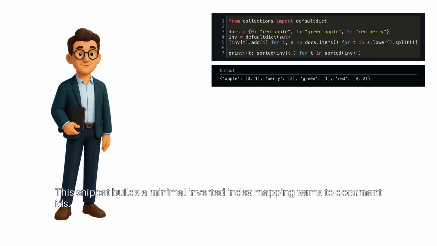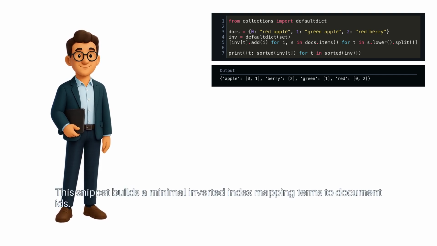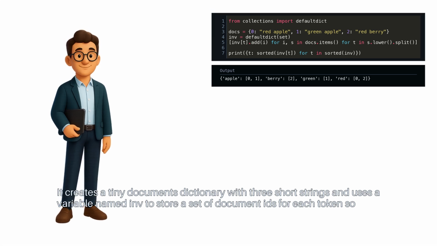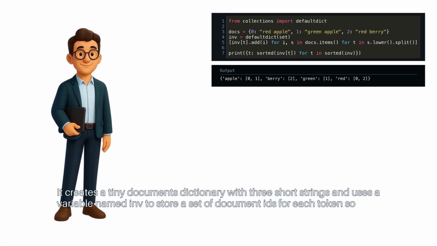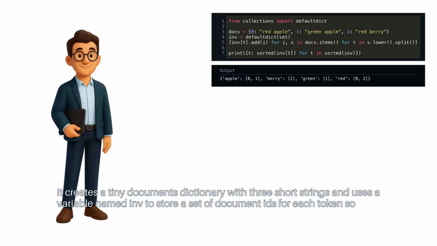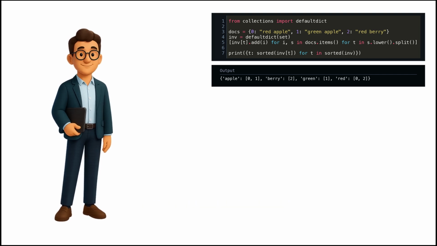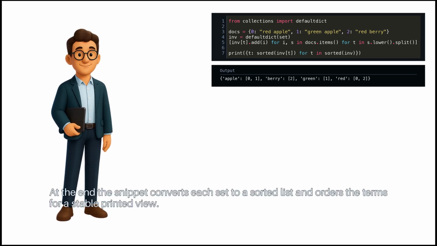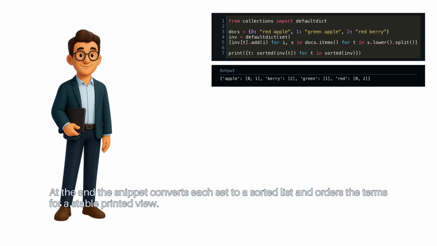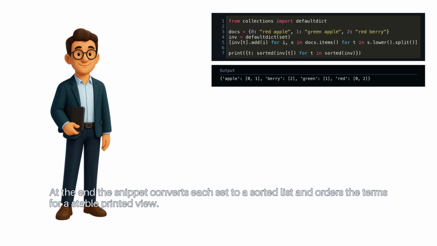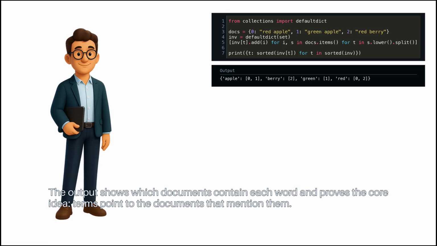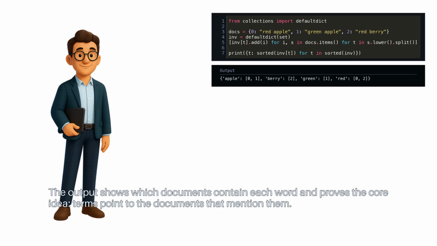This snippet builds a minimal inverted index mapping terms to document IDs. It creates a tiny documents dictionary with 3 short strings and uses a variable named index to store a set of document IDs for each token, so duplicates never inflate postings. The code lowercases and splits each document in a compact loop, adding each token to its posting set. At the end, the snippet converts each set to a sorted list and orders the terms for a stable printed view. The output shows which documents contain each word and proves the core idea. Terms point to the documents that mention them.